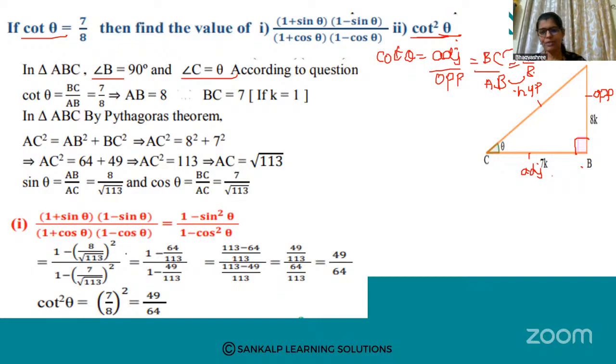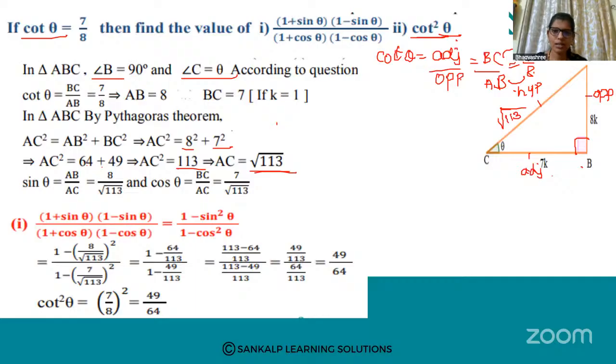Again we'll use Pythagoras theorem. AC square is equal to AB square plus BC square. We want AC only. So AC square is equal to AB value 8 and BC value 7. 8 square is 64, 7 square is 49. AC square is 64 plus 49 is 113. AC square is equal to 113. Then AC is equal to square root of 113.